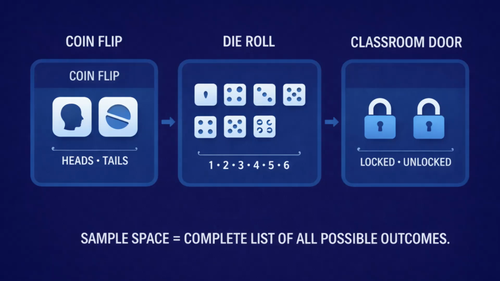Next is the sample space. The sample space is the complete list of all possible outcomes. Think of it as writing out everything that could happen. For a coin flip, the sample space is heads and tails. For a die roll, the sample space is the numbers 1 through 6. For the classroom door example, the sample space is locked and unlocked.